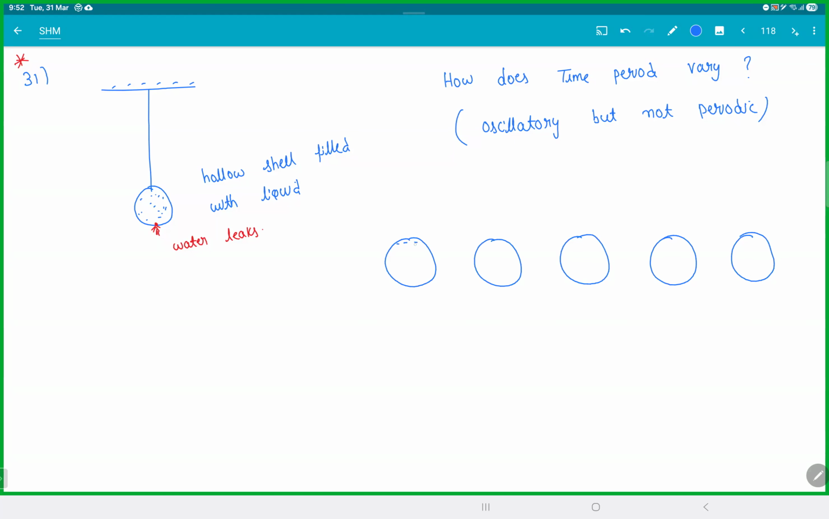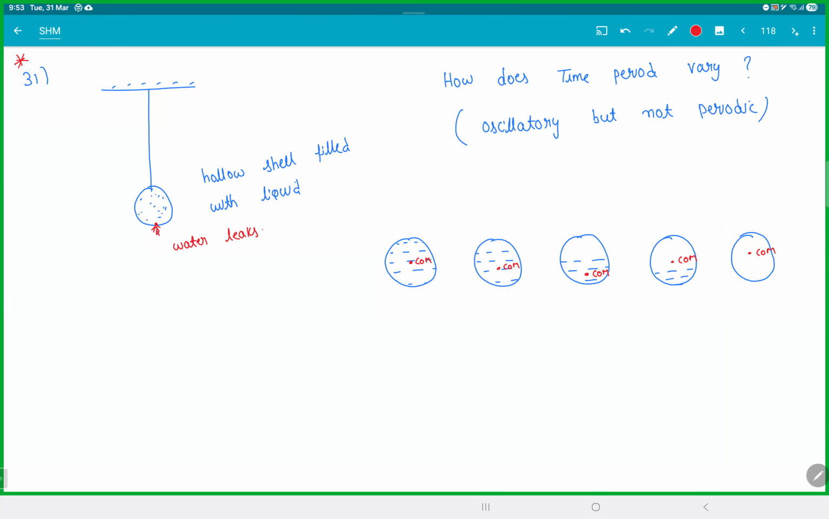So initially it is fully filled, then it decreased a bit, then it has become like this, and finally it is empty. If you look at the center of mass of the system, here the COM is here, then the COM is going down, then the COM goes down even more, then the COM starts coming up, and finally COM comes back to the center. So do you remember what is L? L is not the length of the string. L is the distance from the point of suspension to the center of mass.